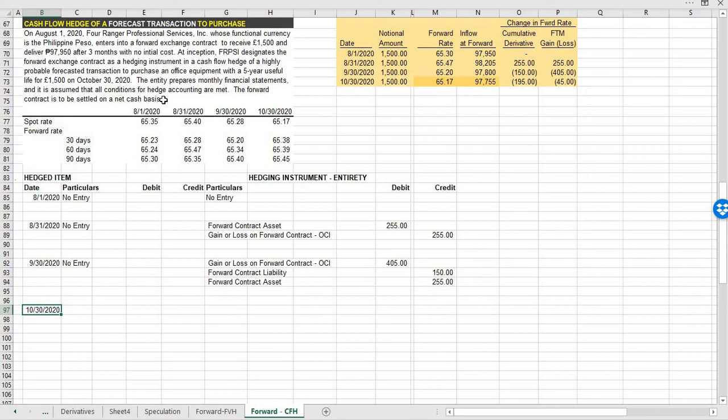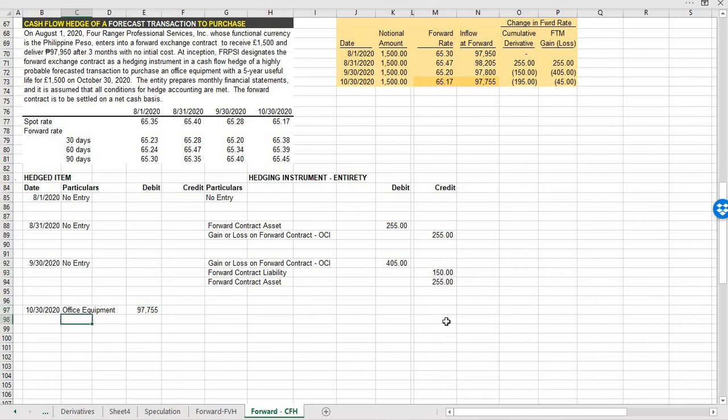Kasi ito ay kailangang ma-record in Philippine Peso kasi ang ating functional currency is the Philippine Peso at alam naman natin na dapat ang ating libro ay nagre-record tayo ng transactions using the functional currency. So, tayo ay mag-debit ng office equipment. At magkano ang office equipment natin in Philippine Peso? Syempre yan ay 1,500 British pounds multiplied by the spot rate at date of purchase 65.17, that is 97,755 pesos.